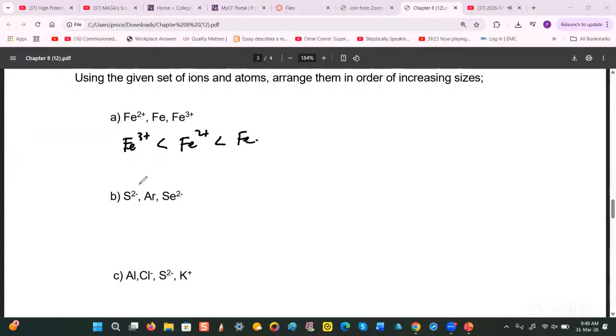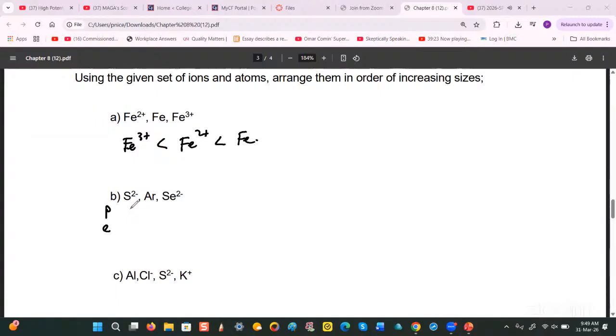That's it, right? And this is primarily due to the charge. The fact that Fe3+ would have fewer electrons. They have the same number of protons, but the number of electrons will be different. So therefore, the one with the smallest number of electrons will have a smaller size. Okay. B: S2-, Ar, and Se2-. Now, in this case, since we're dealing with different elements, I would do the same thing like I did in the previous example. I would find the number of protons in each case and the number of electrons, right?